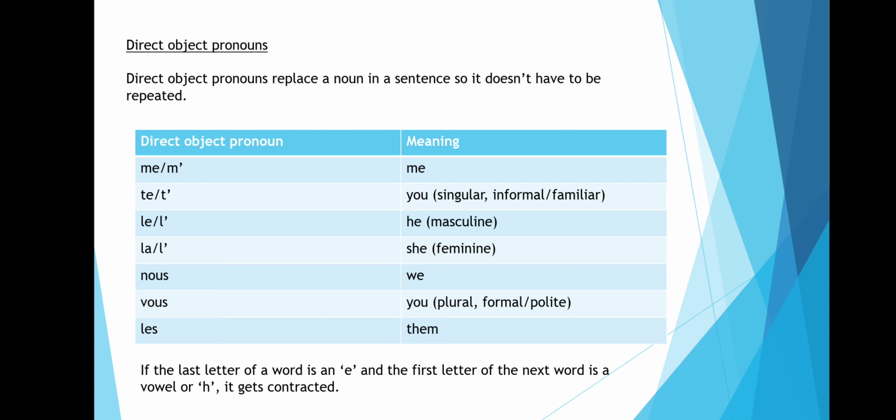So when it's le or la, it means it. Le is the it for masculine, and la is the it for feminine. But le can also mean he, and la can also mean she when describing people. And if the last letter of a word is an E, and the first letter of the next word is a vowel or H, it gets contracted. So just a reminder from before, as well.